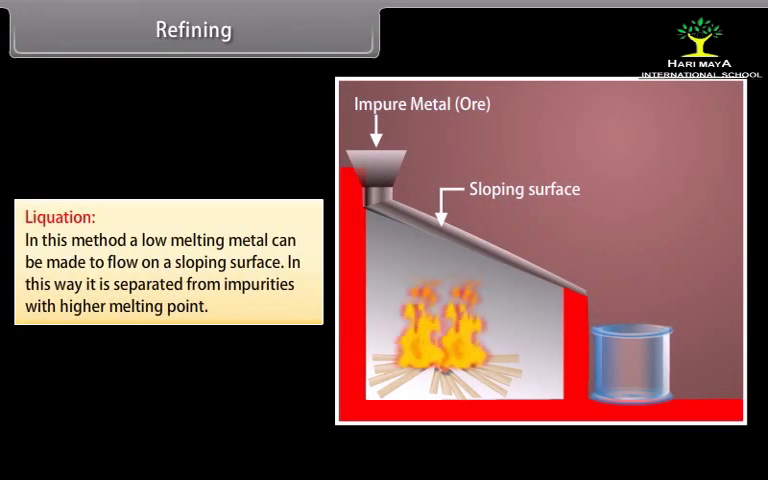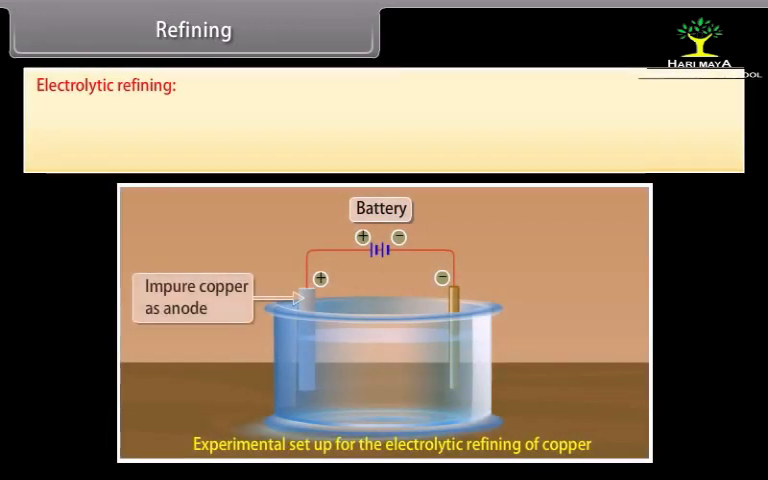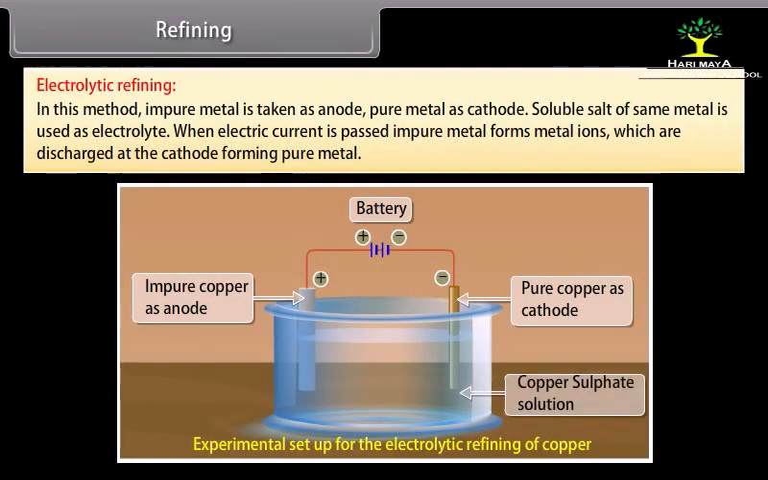Liquidation. In this method, a low melting metal can be made to flow on a sloping surface. In this way, it is separated from impurities with higher melting point, for example, tin. Electrolytic refining. In this method, impure metal is taken as anode, pure metal as cathode. A soluble salt of the same metal is used as electrolyte. When electric current is passed, impure metal forms metal ions, which are discharged at the cathode forming pure metal. For example, copper, zinc and aluminium.